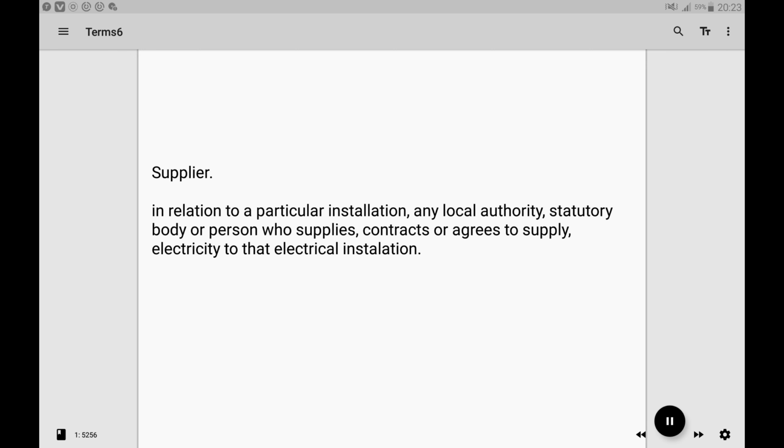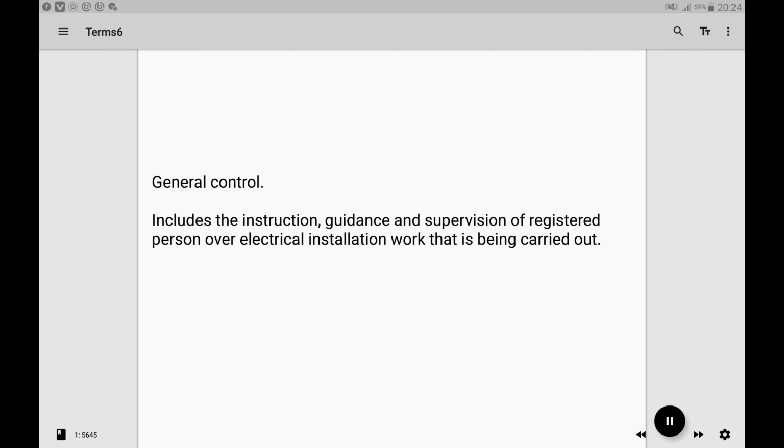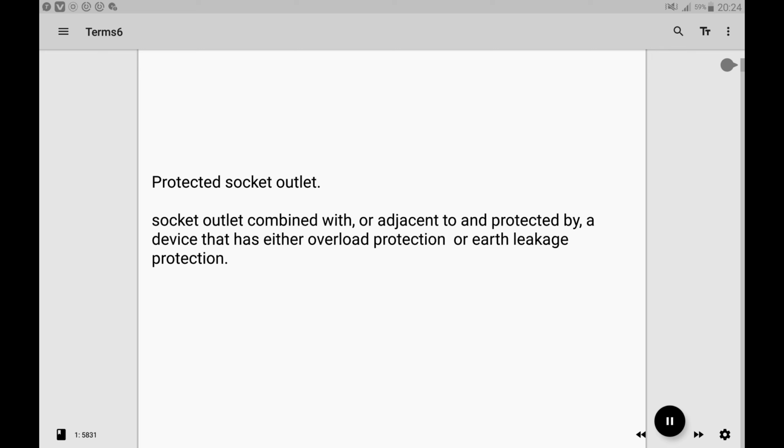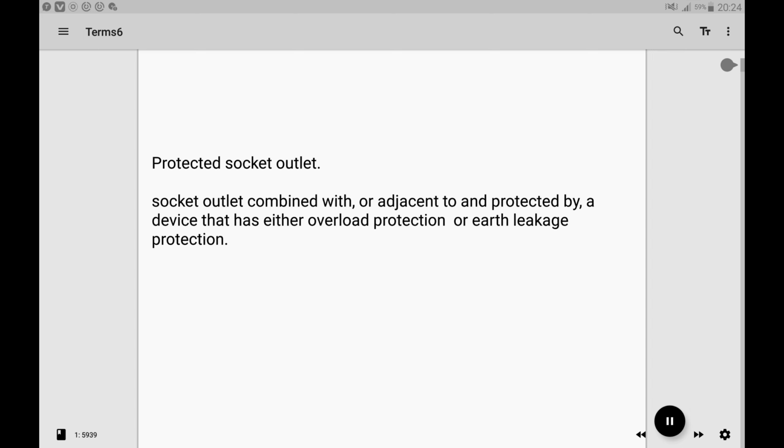Electric fence. Means an electrified barrier against the trespass of persons or animals, which consists of one or more bare conductors. General control. Includes the instruction, guidance and supervision by a registered person of electrical installation work that is being carried out. Protected socket outlet. Socket outlet combined with, or adjacent to and protected by, a device that has either overload protection or earth leakage protection.